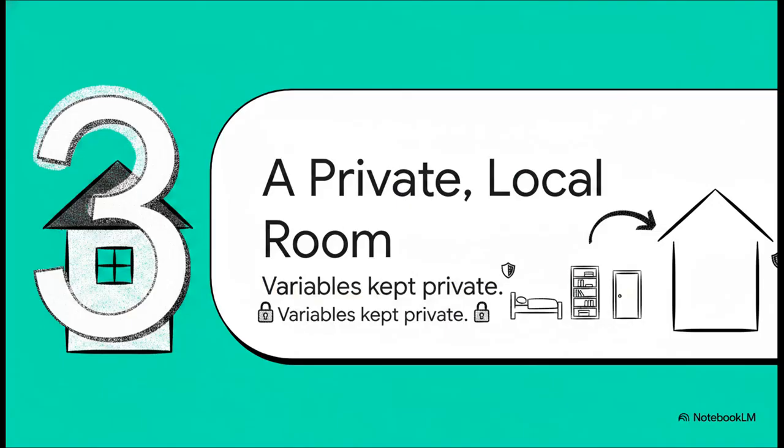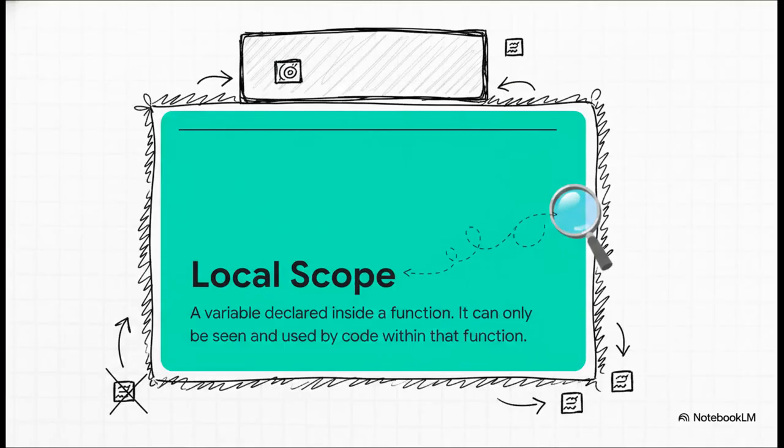But of course, a house isn't just one giant living room. It also has private spaces. And this brings us to the idea of a private local room, where variables are kept separate and to themselves. And this is what we call local scope. A local variable is one that you declare inside a function. And here's the key part. It can only be seen and used by the code that's also inside that very same function. It's essentially walled off from the rest of the house.